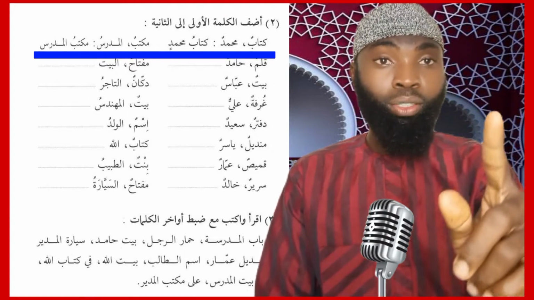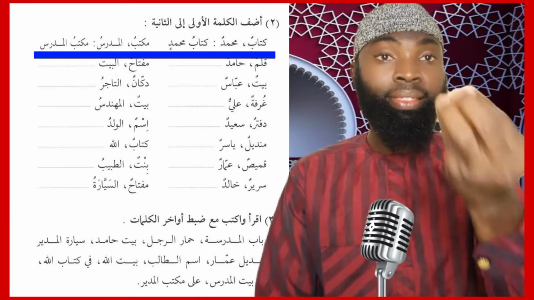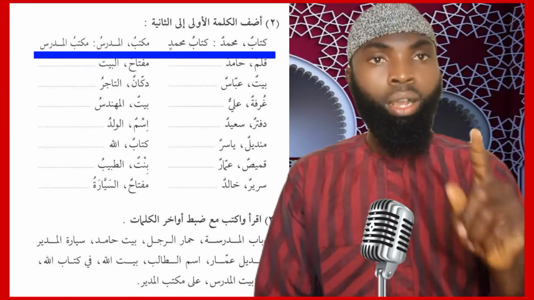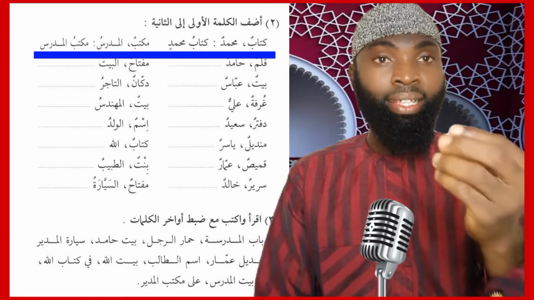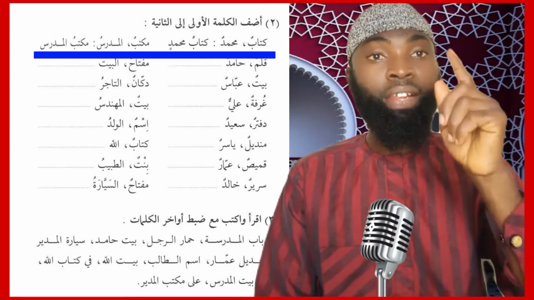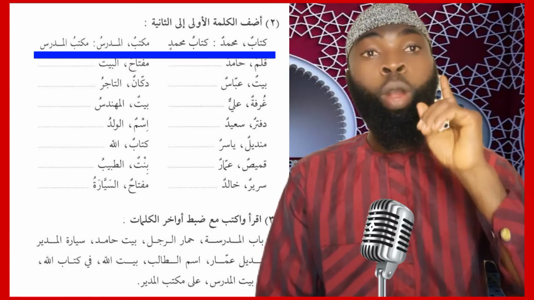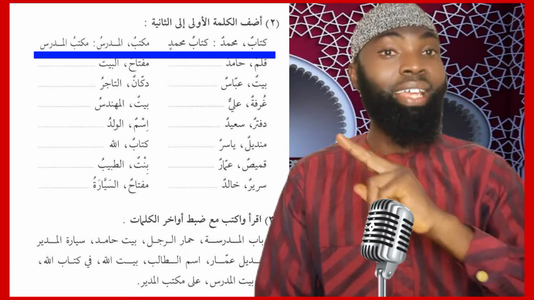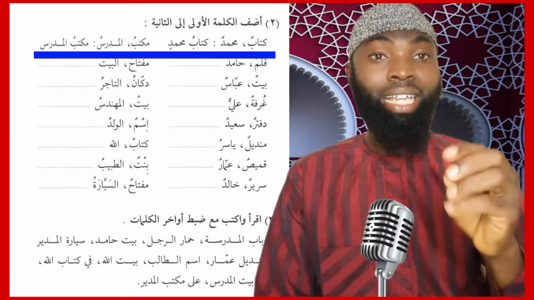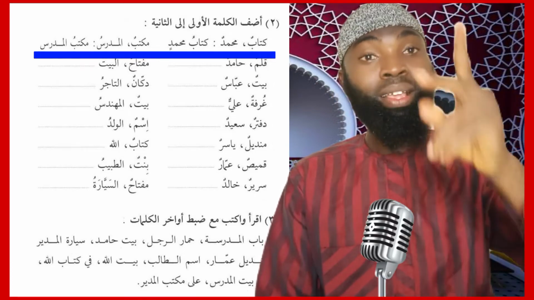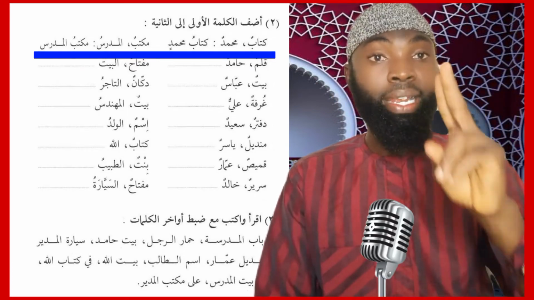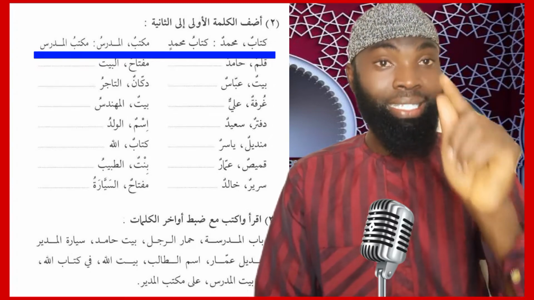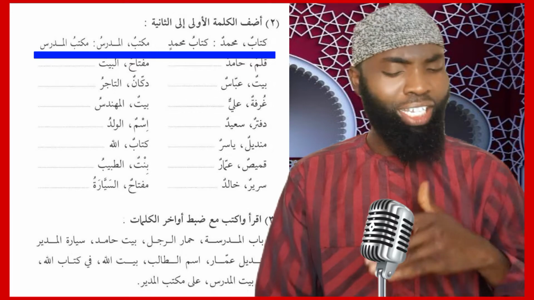Again, the mudaf, the thing that is being possessed, cannot carry either the tanween, the indefinite article, or the alif and lam definite article. While the mudaf ilayhi, the possessor, can carry either of these two. It can end as Muhammadin, with kesratan, or begin with the alif and lam definite article. MashaAllah, let's forge ahead.